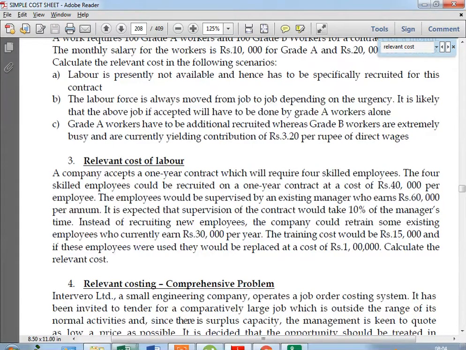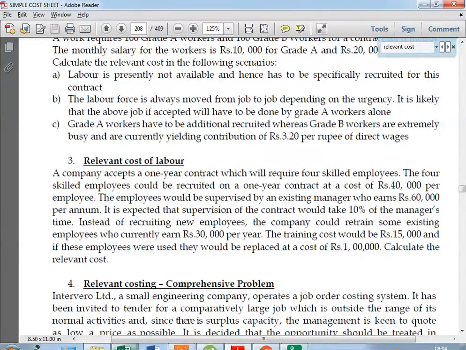Okay, now please listen. Wherever the supervisor and all is given, if you recruit people, you'll have to pay 60,000 to the supervisor. If you don't recruit people, you'll have to pay 60,000 to the supervisor. Whether you recruit or you don't recruit, the supervisor has to be paid 60,000. Whether he spends 10% of the time, 20% of the time, 40% of the time, doesn't matter. The answer could have been 160 or 220.